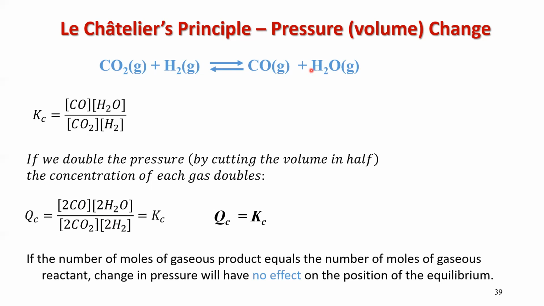So when we go to figure out how changing pressure affects a system at equilibrium, we want to look at how many moles of gas total are there on the reactant side and how many moles of gas total are there on the product side. If we increase the pressure, the system will shift to the side with less moles of gas, which would decrease the pressure. And if we decrease the pressure, the system will shift to the side with more moles of gas, which would increase the pressure.